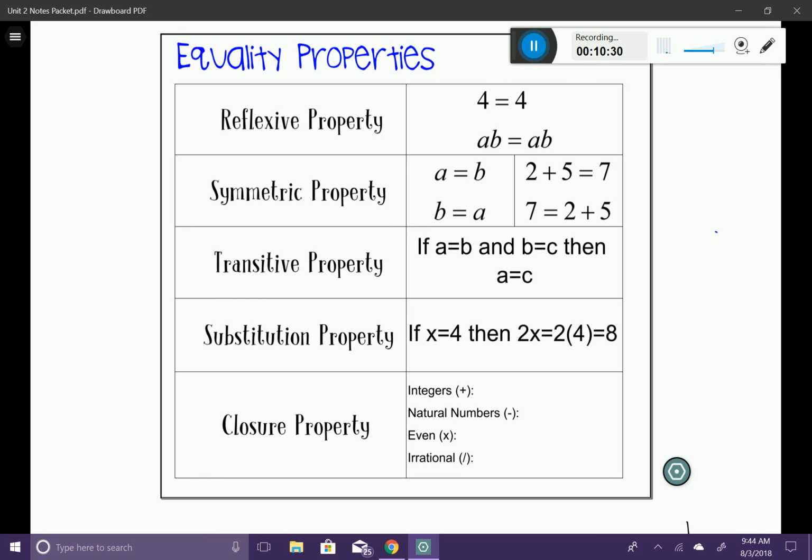So let's talk about this reflexive property. The reflexive property is kind of a silly property, but you're really going to see it stand out when you move into geometry. But here's what the property says. My examples here: 4 is equal to 4. Well, we know that, right? Or AB is equal to AB. Whatever's on the left is equal to whatever is on the right.